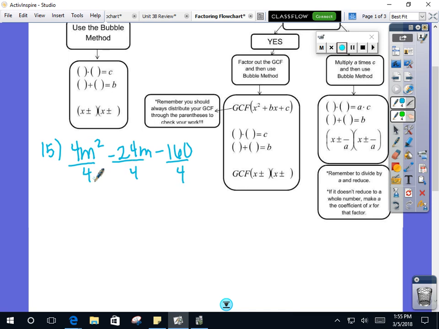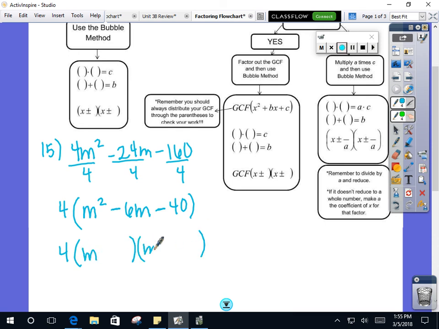Okay, when you divide it from the 4m squared, you're left with m squared, and when you divide it from the negative 24m, you're left with negative 6m, and then negative 160 over 4 is negative 40. Since you were able to divide it and get whole numbers, that means 4 is the GCF, and just like it says right here, you write it on the outside, and then at that point you look for two numbers that multiply to the C of negative 40 and add to the B of negative 6, and you continue writing the GCF on the outside and then write two binomials. So what numbers multiply to make negative 40 and add to make negative 6?